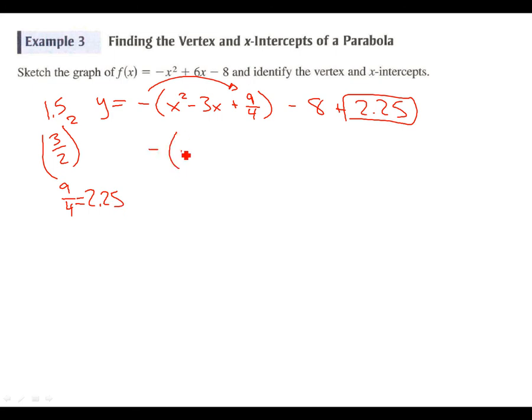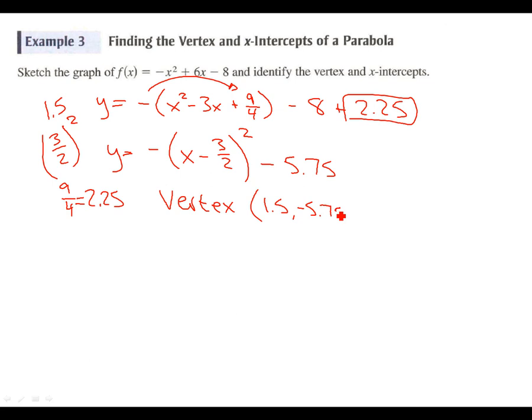This is negative x minus 3 halves squared minus, let's see what we got there, 6. And so 5.75 is our equation. And so let's see, the vertex here is going to be at 1.5, 3 halves, comma, negative 5.75.